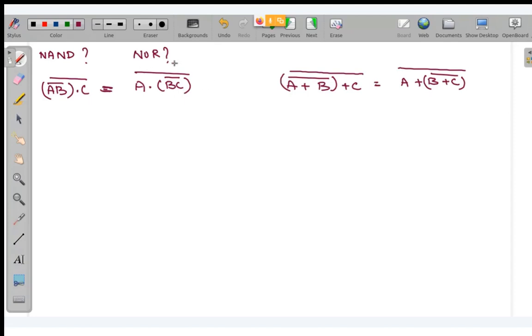So NAND and NOR, they are basically not associative. Okay, they are not associative. So you should be writing, note point, universal gate is not associative.